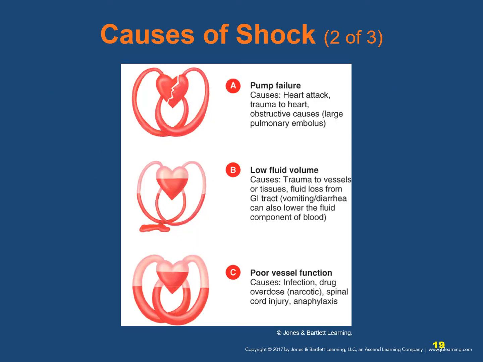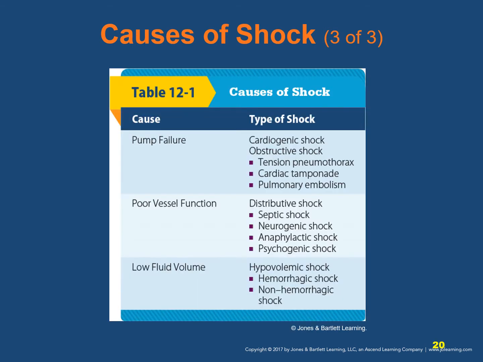The illustration on this slide shows the three basic causes of shock and impaired tissue perfusion. A is pump failure, B is low fluid volume, and C is poor vessel function. The table on this slide lists the types of shock resulting from three basic causes.